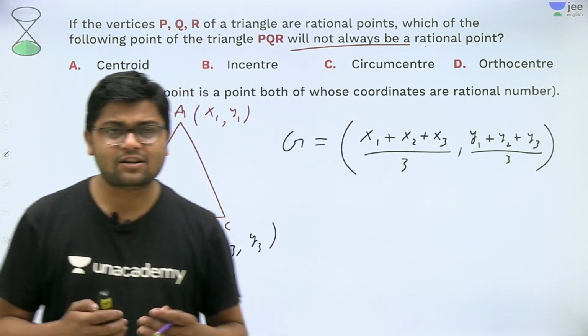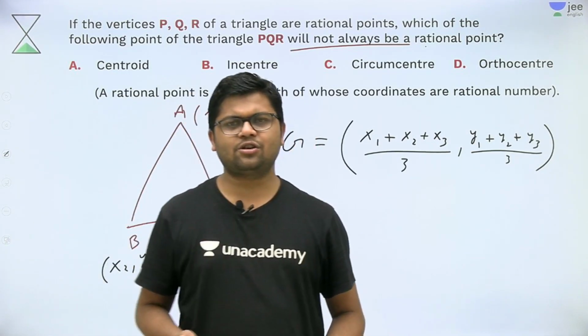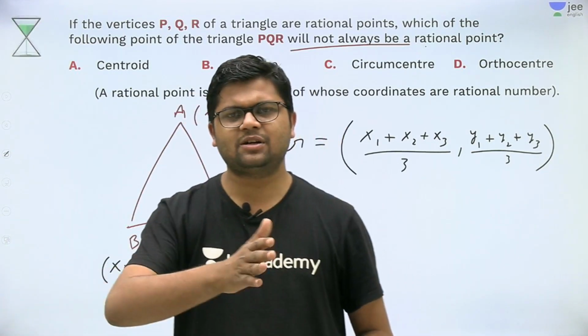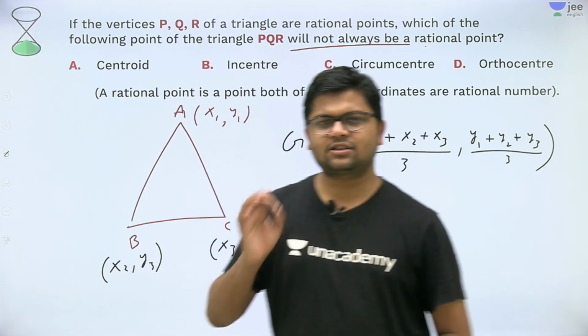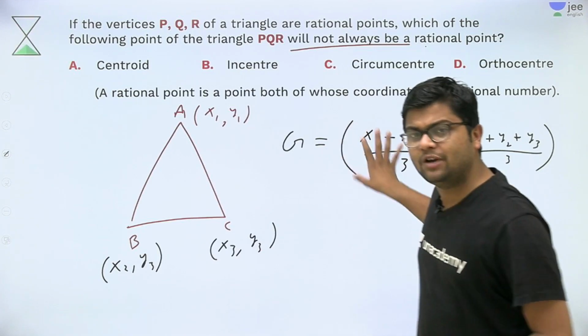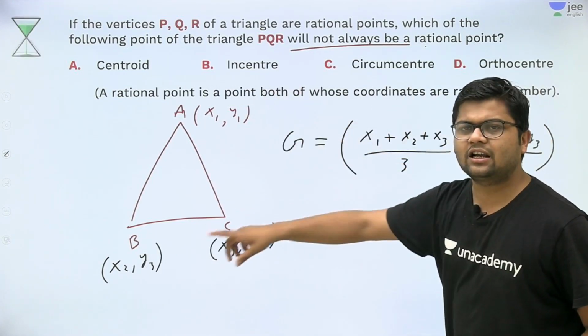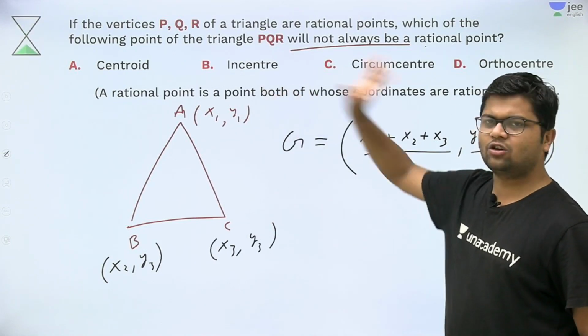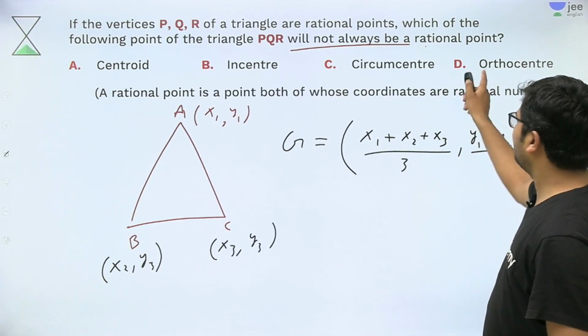Now if x1, x2, x3, all three of them are rational, then the x coordinate of the centroid will be rational, because the summation will be rational, divided by 3 will be rational, and the y coordinate will be rational. So from here it is clear that the centroid will always be a rational point provided the points are rational points. So option A cannot be the answer. Now I will discuss the orthocenter.